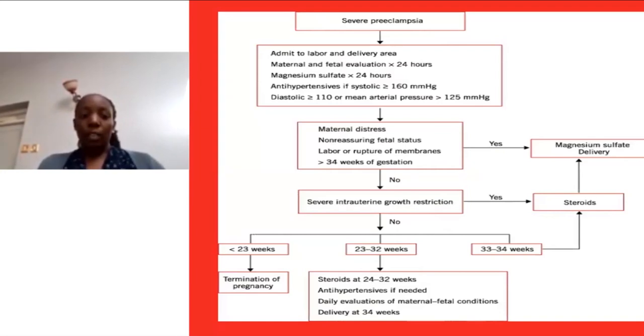Yeah. So if it's before 23 weeks, it becomes a bit tricky, especially if the mother begins to now be completely compromised. When it's very severe, we consider termination of pregnancy. But again, that is something that needs to be deliberated and explained properly. Basically, that's an overview of how to treat severe preeclampsia.